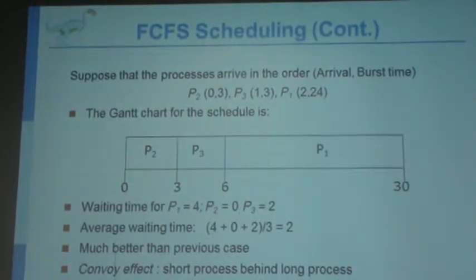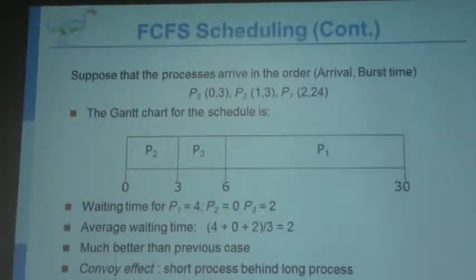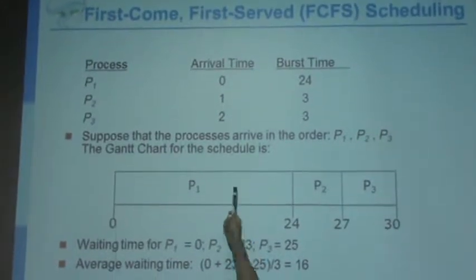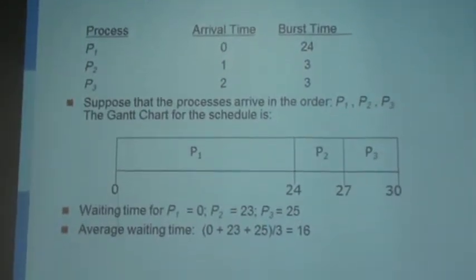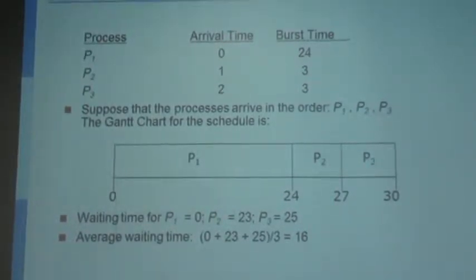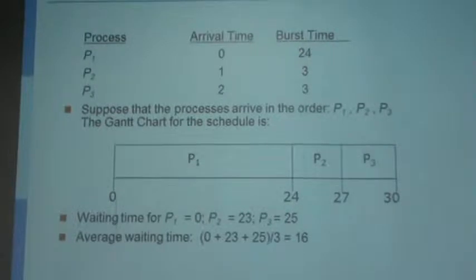Oh, the process 3. The waiting time of process 3 is 25. How can we get this number? Why is it 25? Its arrival time is 2. Arrival means the time it enters the waiting queue. Then it is executed at 27. So the waiting time is 27 minus 2, so 25 time units. Then we can average by the number of processes.